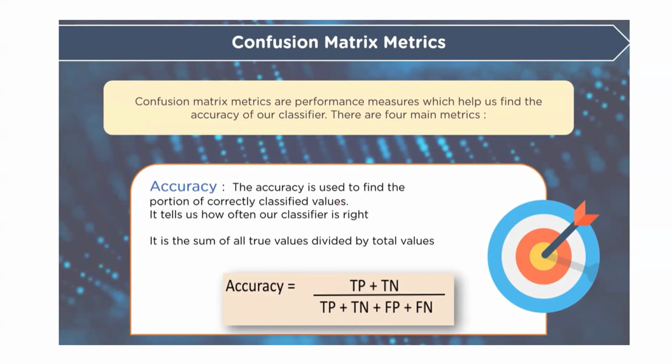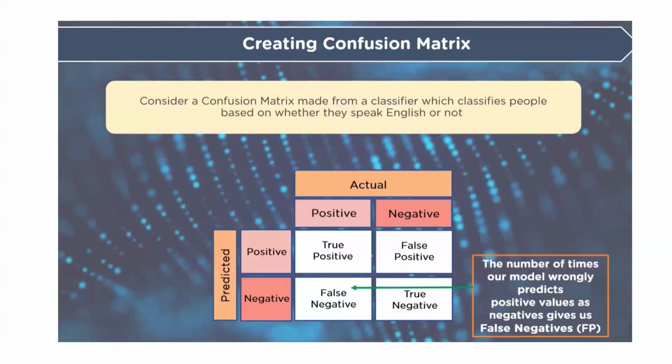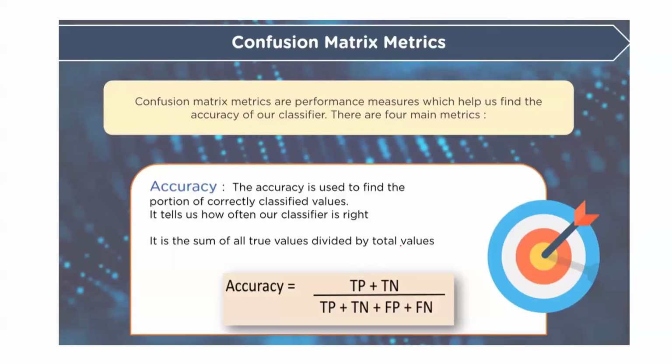Accuracy is used to find the portion of correctly classified values. That is, it tells us how often our classifier is right. It is the sum of all true values divided by total values. When you see this confusion matrix, what are the true values? These are true positives and true negatives, divided by all values. That is (TP + TN) divided by (TP + TN + FP + FN). This is how we find the accuracy. To find it, first we should construct a confusion matrix. From the confusion matrix, it is very easy to find all these metrics.